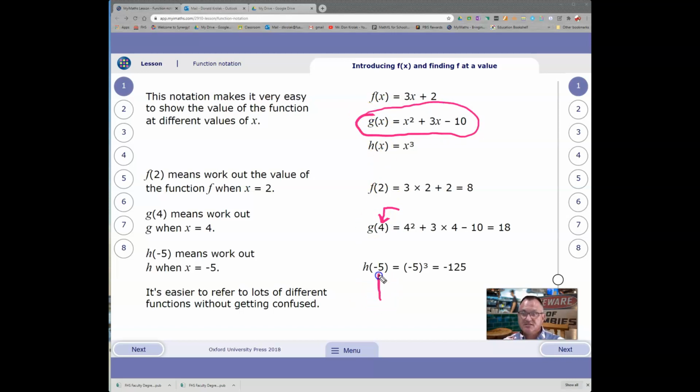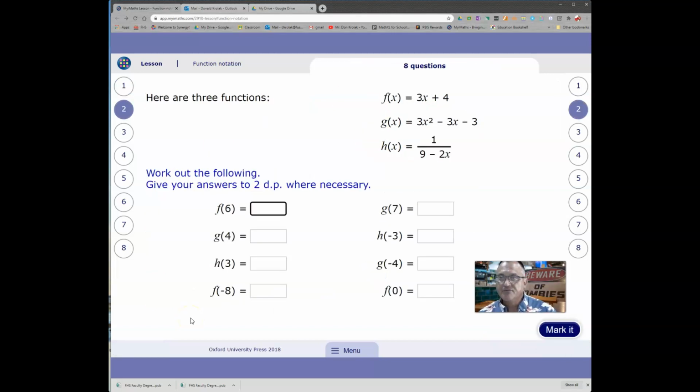Here, this says take -5 and substitute it into the function that we called h and get the corresponding y value. So on this next page, you have 3 functions, and your instructions are to find the value of these functions for different inputs. Okay? And then it says give your answer to 2dp.